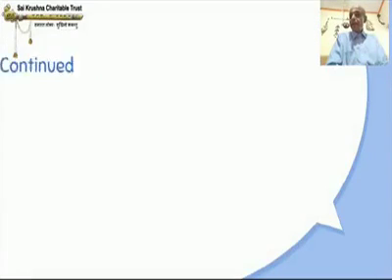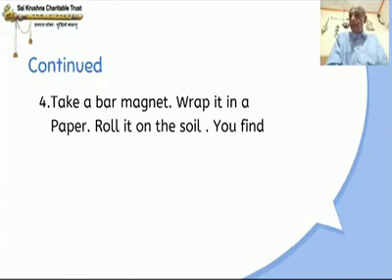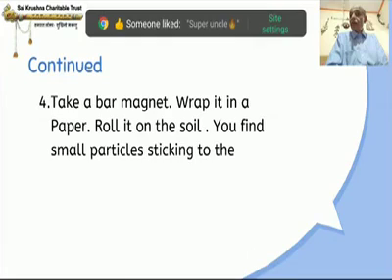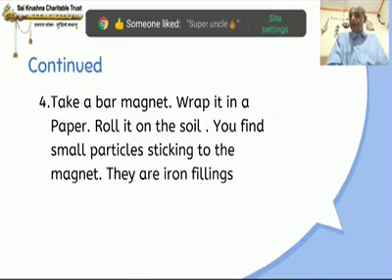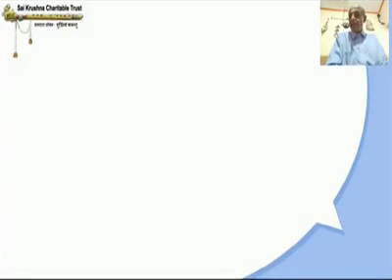And then fourth point, take a bar magnet, wrap it in a paper, roll it on the soil. You find small particles sticking to the magnet. So all the small particles get stuck to the magnet, and these small particles are the iron filings that are present in the soil, right?